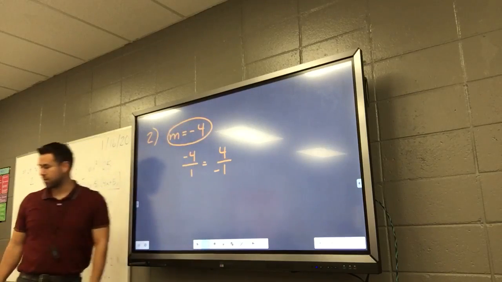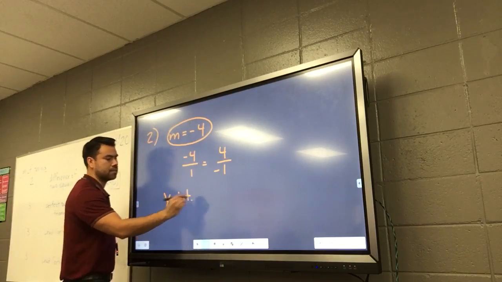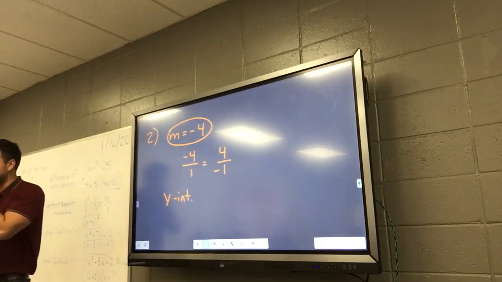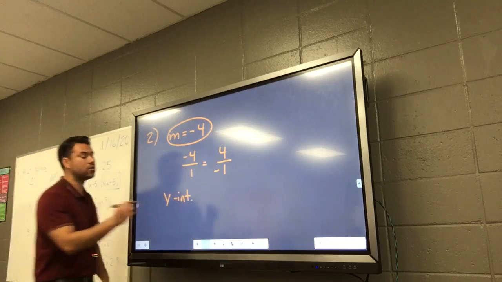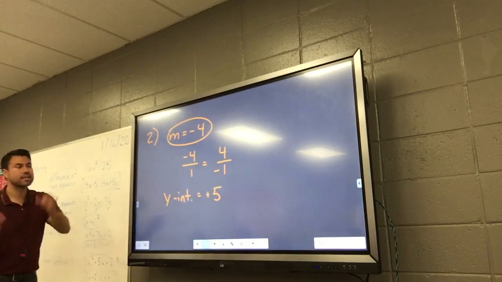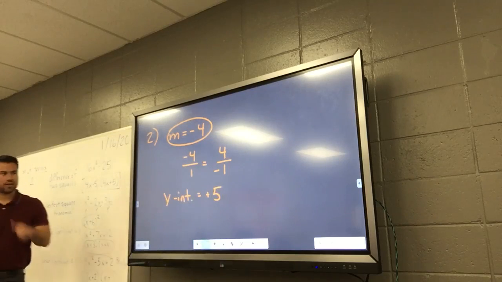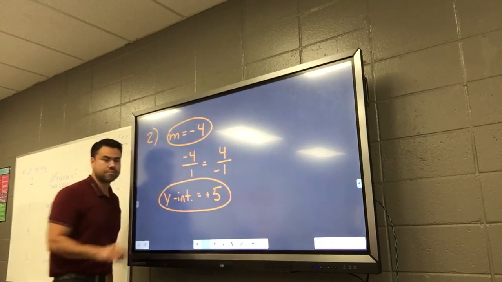I wanted your slope. Then I think the easier one to get is what is your y-intercept? So where does that graph hit the y-axis? That's so important. Sam. 0, +5. Y-intercept is just +5. It hits the y-axis at +5. Yes, 0, +5 would be correct as well, but just 5. That's your y-intercept.